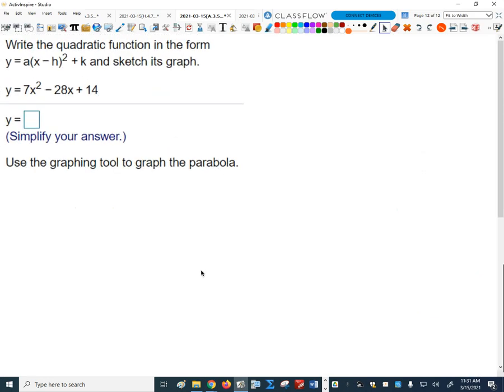We know that's in standard form. We're supposed to write it in vertex form and graph it, okay? This is really just the same problem we did last time, isn't it? If I know the values of A, H, and K, I can just plug those into my vertex form template to write it in vertex form. So this is starting off in standard form, right? And we're trying to convert it to vertex form. What are the values of A, B, and C, please, for this one?